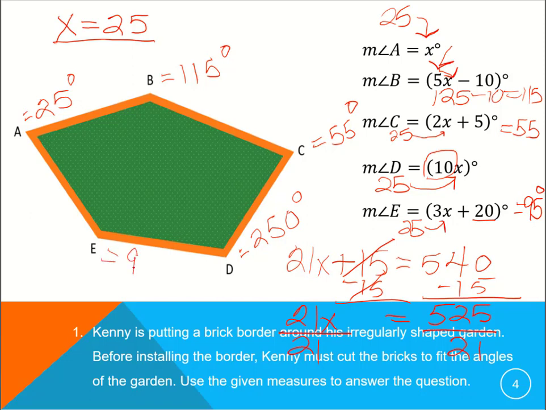Now, I did that pretty rapidly, so I'm going to take my calculator out and add all of those angle measures together, and you should come up with 540 degrees, because we have 5 sides, minus 2 is 3, 3 times 180 is 540. So 25 plus 115 plus 55 plus 250 plus 95 is equal to 540, and I'm satisfied that my answer is correct. And I'll move on to the next problem.